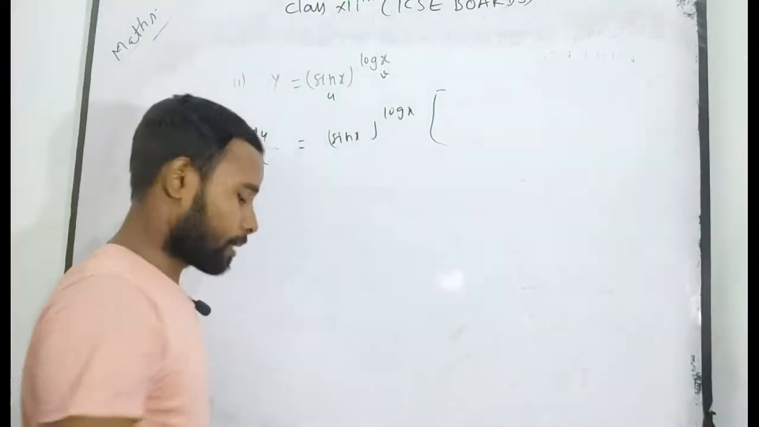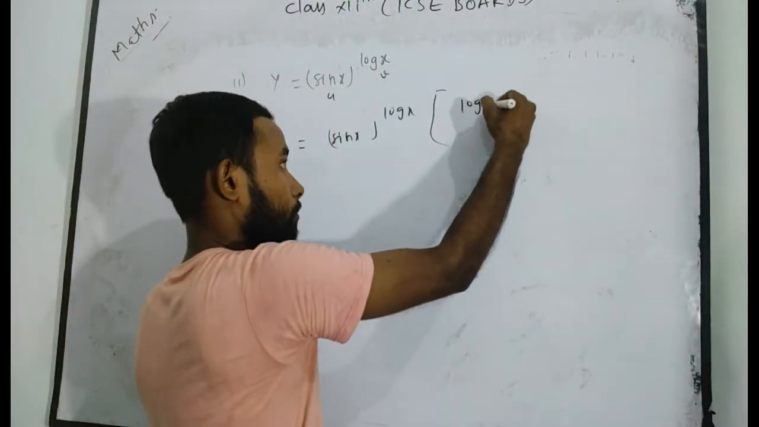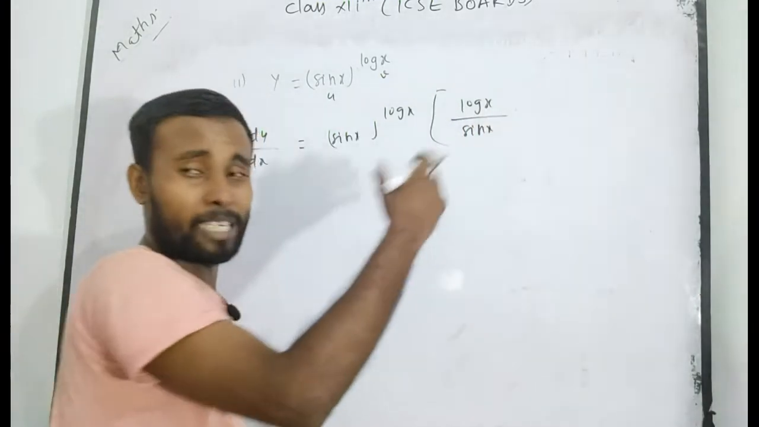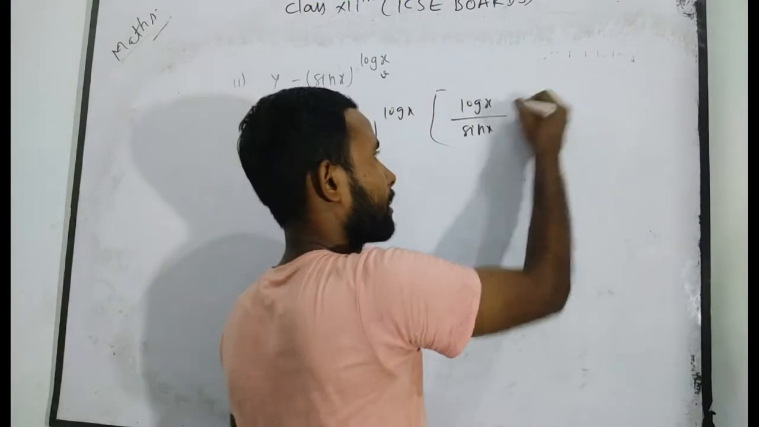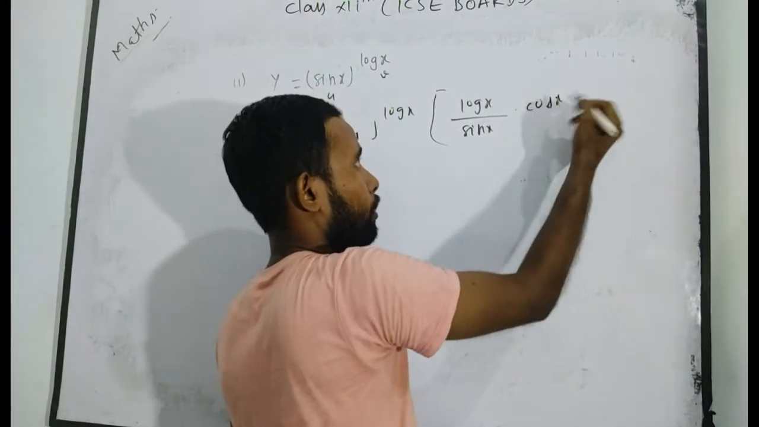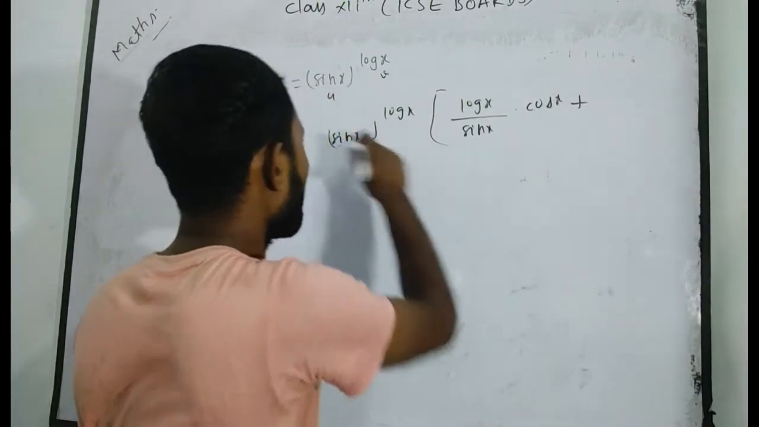Thereafter the second step will be what? v to the power u. What is v? It is log x, by sin x into the derivative of u, that means the derivative of sin x, which will be what? cos x. You can add in the second term log u. What is log u? Log sin x.